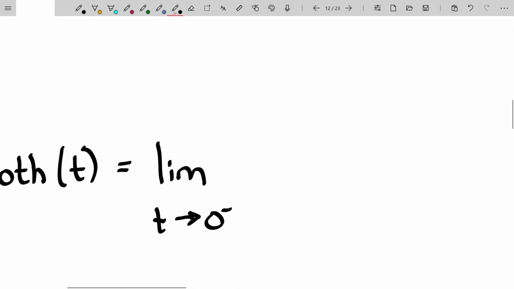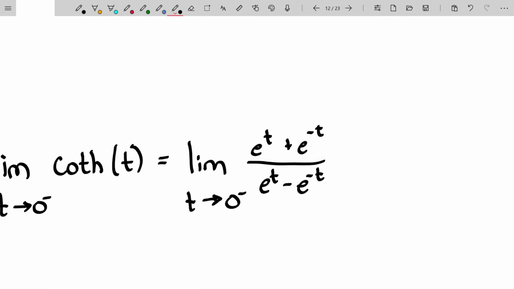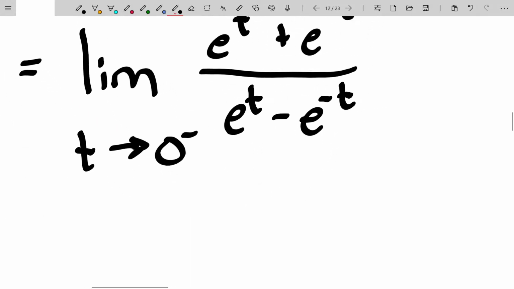Let me write this down. e to the t plus e to the negative t over e to the t minus e to the negative t. So that's where we got before. Now, here's the deal. Can we just sub in 0? And the answer to that is no. If you were to substitute in 0, you would get 1 minus 1. And that's a problem. So we can't just willy-nilly sub in 0.